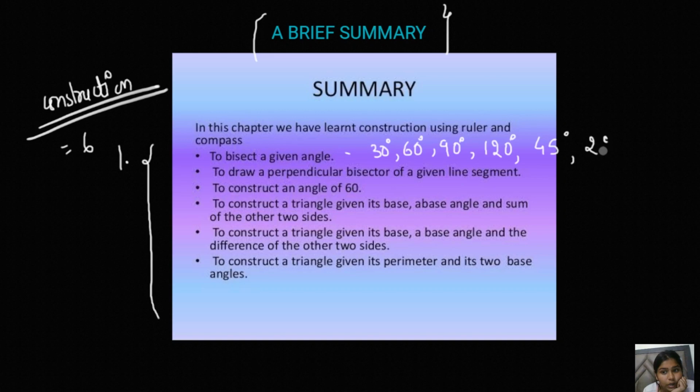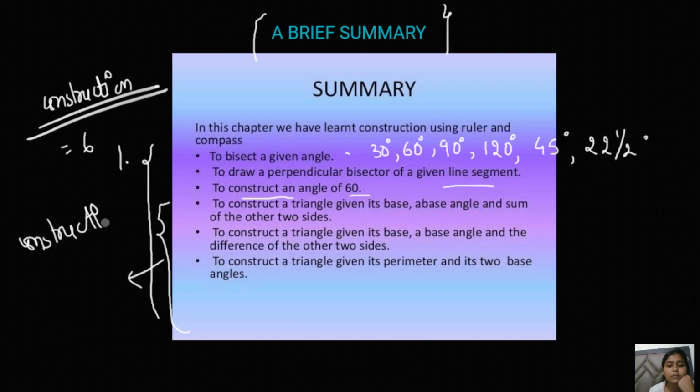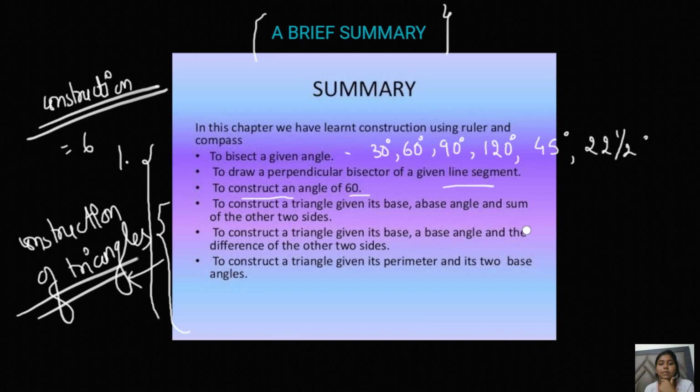Now our second is to draw a perpendicular bisector. What is a perpendicular bisector? It divides a given line segment at 90 degrees and also divides it into equal parts. Then we learned about constructing an angle that is 60 degrees. Our fourth construction was to try. These three constructions are basically the constructions of triangles, right? These are very important. These kinds of questions you will always witness in your exams. These are very important questions.